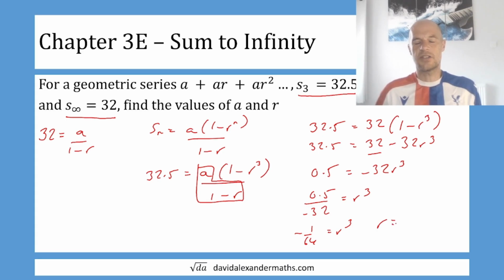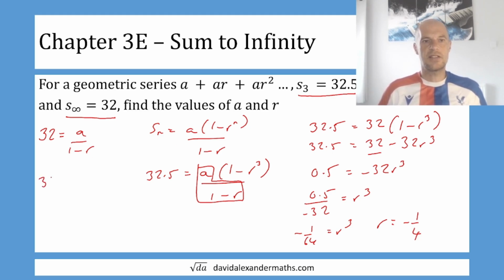So therefore r is going to be the cube root of that. So minus 1 over 64, and the cube root of that, so r is negative 1/4. Okay, so I found the common ratio. Now it's going to be relatively easy to find out what a is.